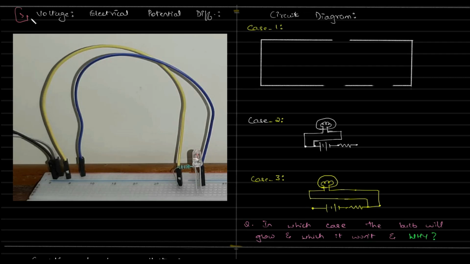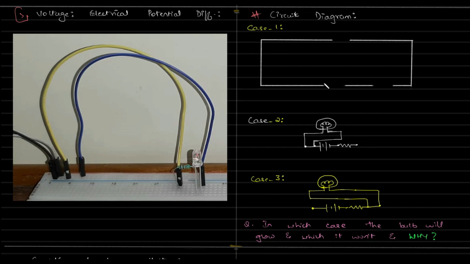Let's explore a bit more about electrical potential difference. For that, we have taken up an experiment, using a breadboard, LED, resistance, connecting wire, and a voltage source. There are three different cases that we're going to look at.